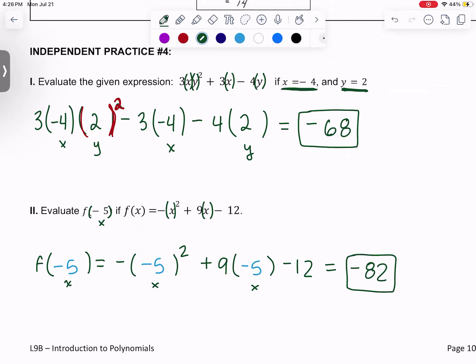Okay. Next round of independent practice. Pause the video and try it, and then you'll be done with that. You can do the exit ticket. Okay.